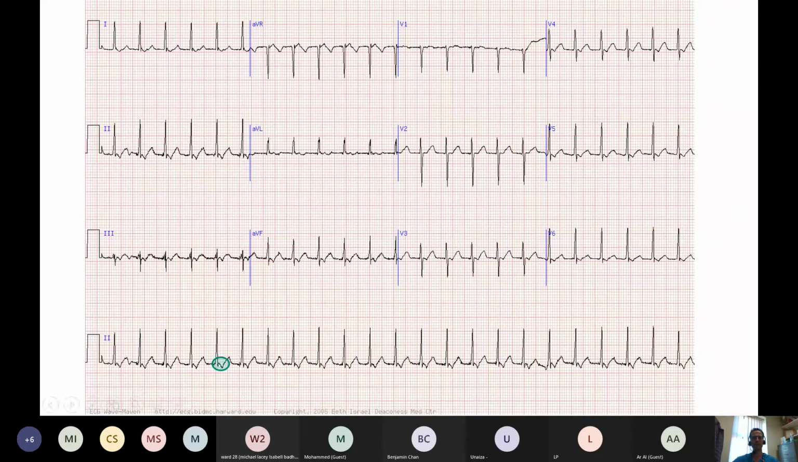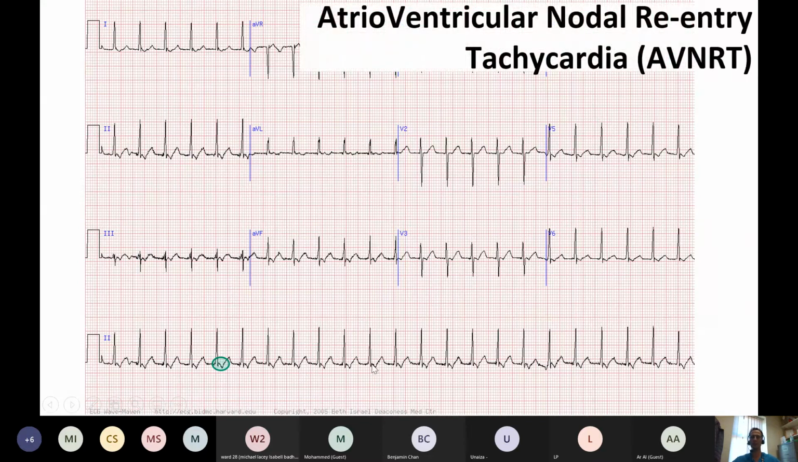Thank you. So this is a retrograde P wave. And so what does that make likely to be the diagnosis when you see a retrograde P wave occurring just after the QRS? Yeah, it makes it likely to be an AVNRT, an atrioventricular nodal reentry tachycardia. So everybody knows and understands what an AVNRT is, don't they?